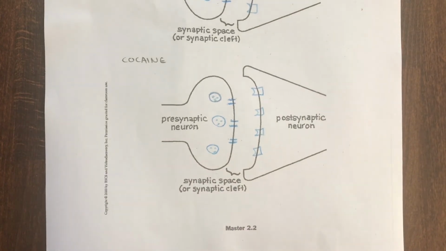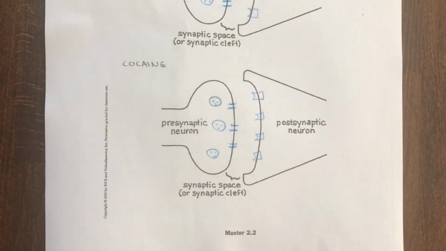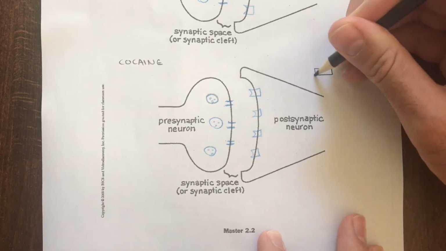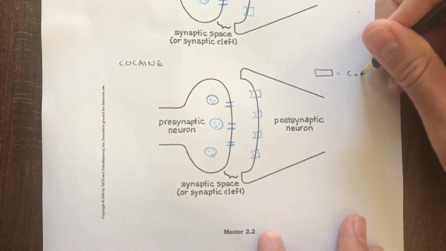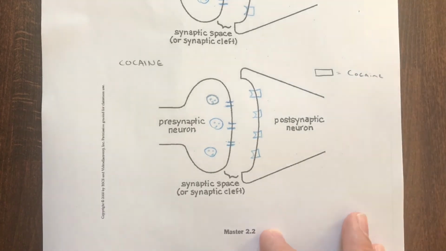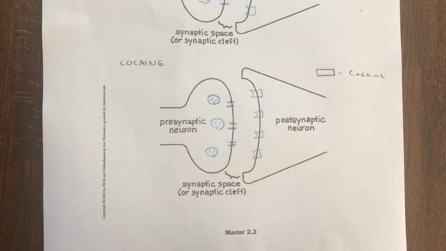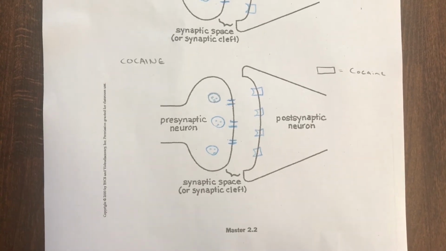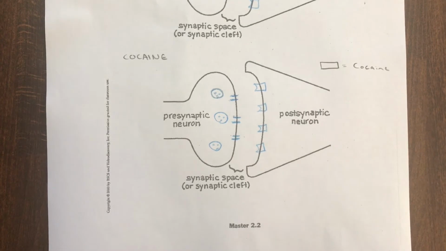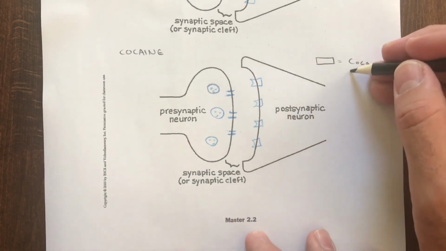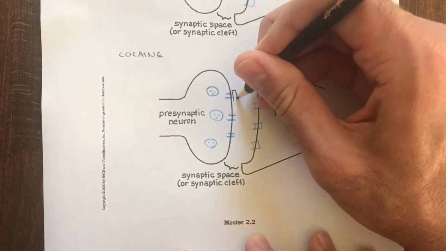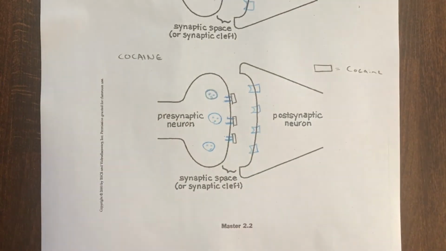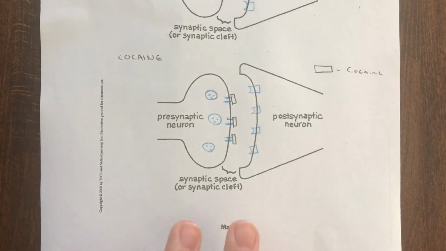So far, absolutely nothing is different about this situation. But now I'm going to introduce a new character, a black rectangle, which I will call cocaine. What cocaine does in the body is it blocks the reuptake channels for dopamine. If cocaine is in the system, it's just going to cover up these reuptake channels and block them.